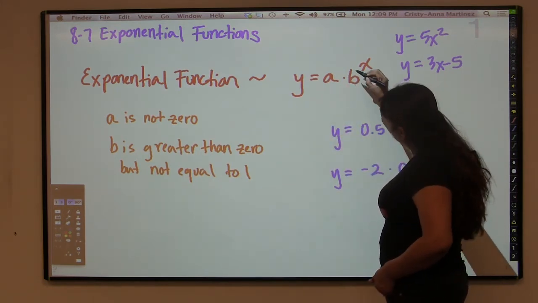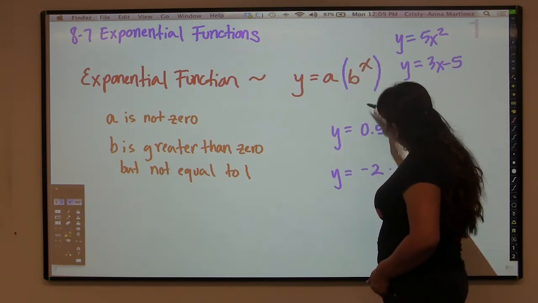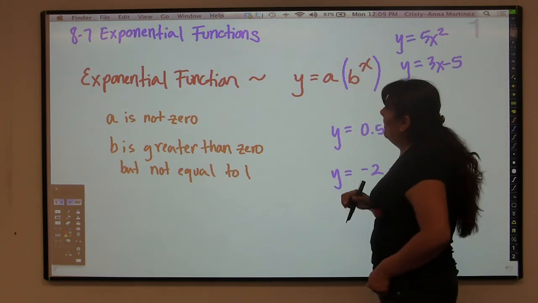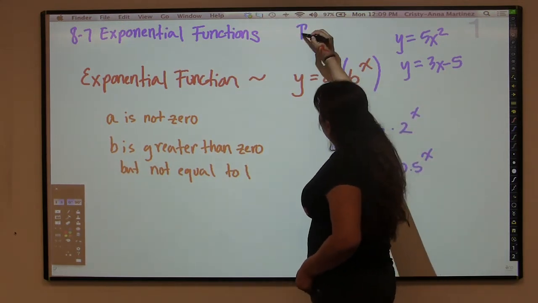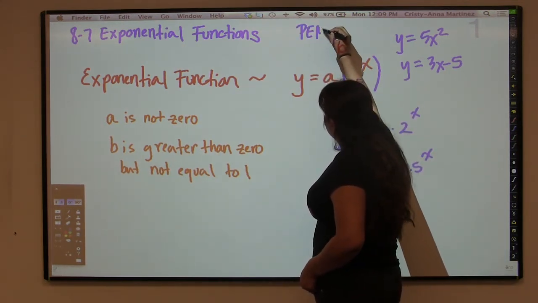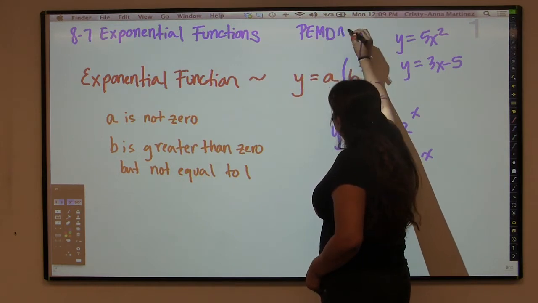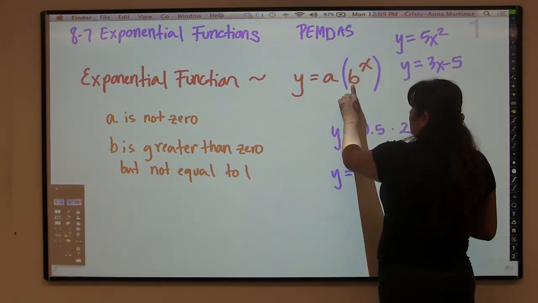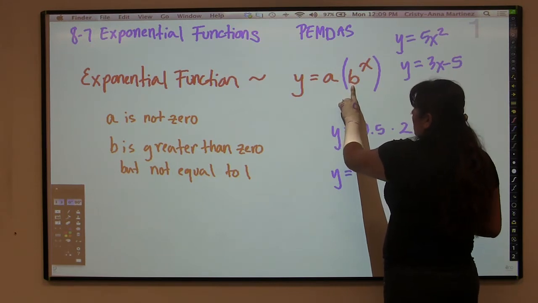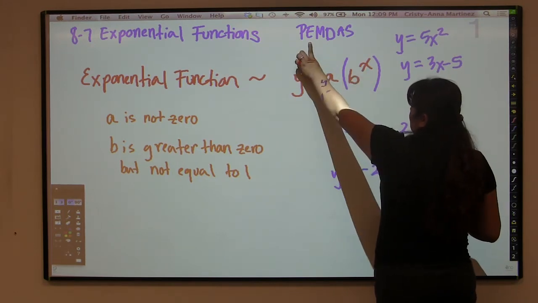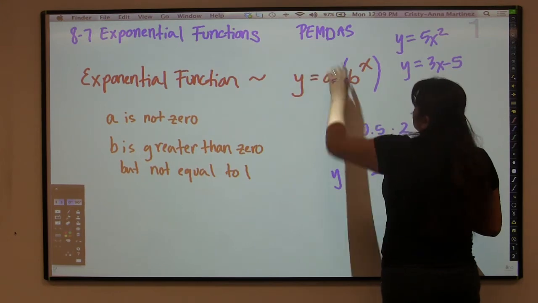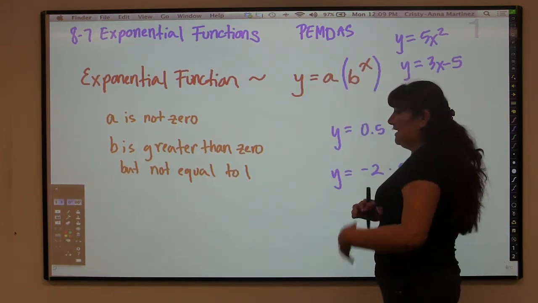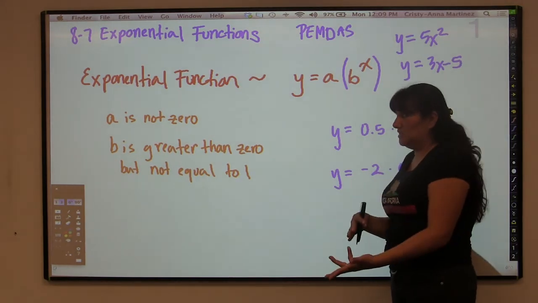Sometimes it is helpful to put the b to the x in parentheses so that you can be reminded of PEMDAS. PEMDAS, you remember, is parentheses first, exponents, multiplication, division, addition, and subtraction. A lot of times people try to multiply a times b first, but actually exponents come before multiplication. So you want to do the exponent first and then multiply the result. And again, we will talk about that as the lesson continues.